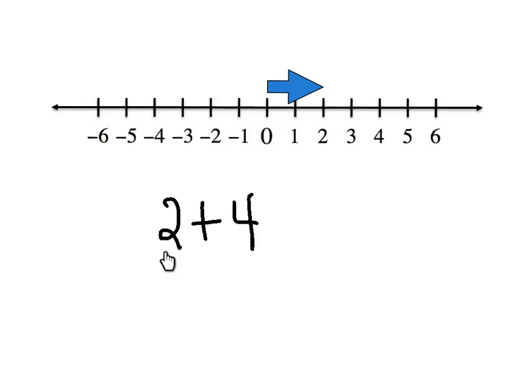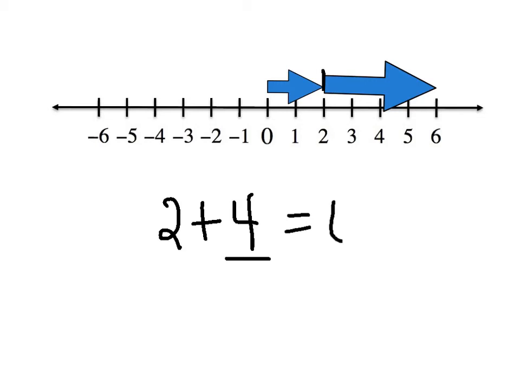In this problem we have 2 plus 4. Very common, but for whatever reason students make mistakes with this when we're working with integers. If we have 2, it means we move to the right 2 places, and then from there it says plus 4, so we're going to move 4 more. So this blue arrow representing my positive 4, I put it right at the beginning of 2, and it takes me to the answer of positive 6.